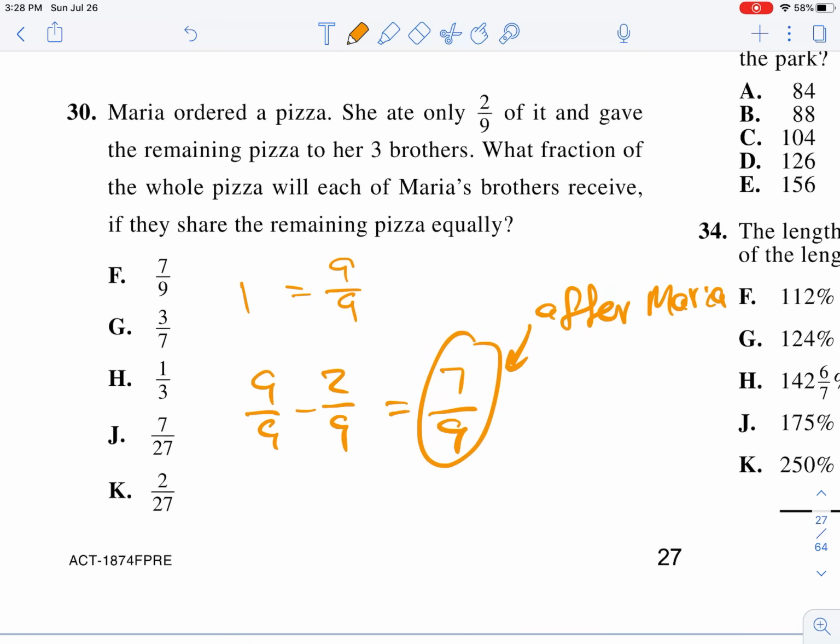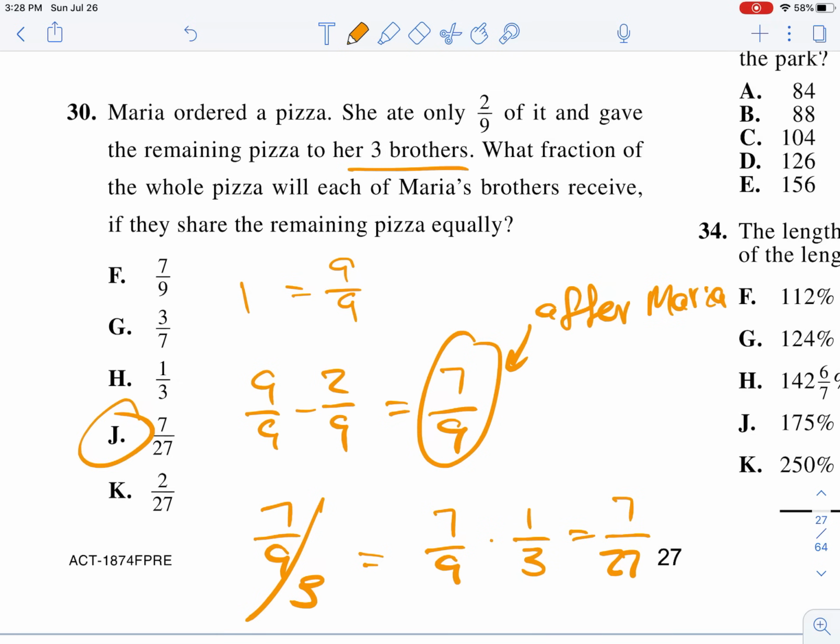Now the rest of it goes to 3 brothers, so we can basically just divide this by 3. 7/9 divided by 3. If you know how to do fraction division, it's just the same as dividing by numbers. Same thing as multiplying by the reciprocal. So the reciprocal of 3 is just 1/3. So you get 7/27. The answer for number 30 is J.